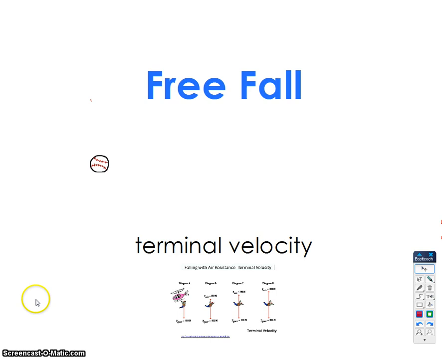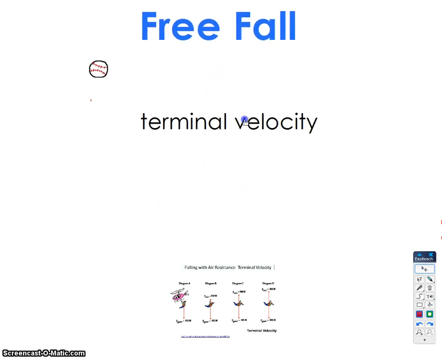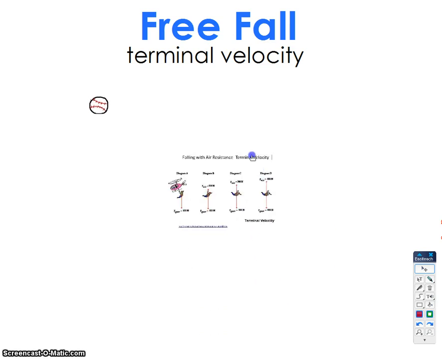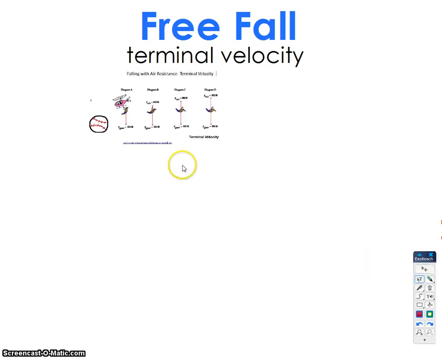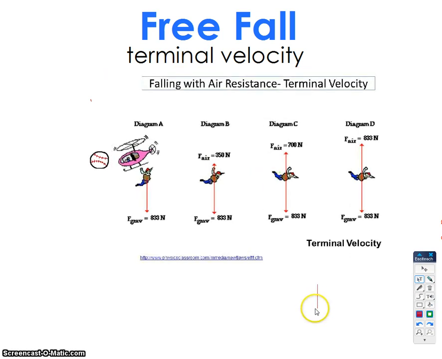Now let's talk about something called terminal velocity. Terminal velocity is free fall with air resistance. Let's check out this picture that I found from physicsclassroom.com. This is a normal free fall situation. Someone just jumped out of a helicopter. They're going to have a parachute open, don't worry.